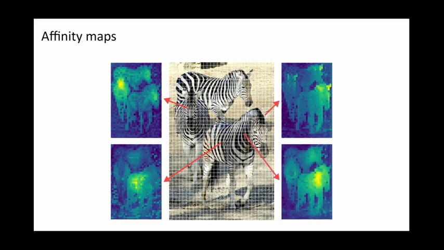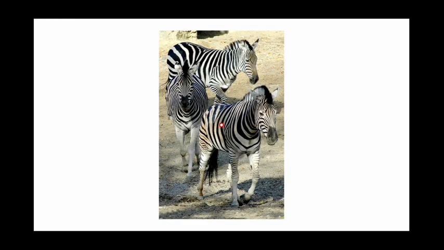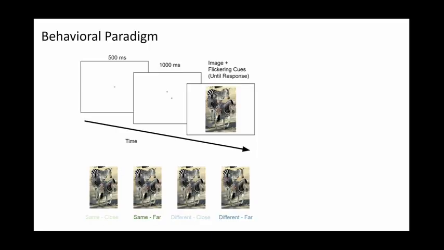So we collected some behavioral data before I show you the modeling work, where the paradigm is similar to the ones that you saw so far. There are two dots, and people have to decide whether they're on the same object or not. In this case, the center dot appears. The second dot is on the same object close, same object far, different object close, or different object far. So we have these four conditions. We have 255 images that appear in these four conditions.